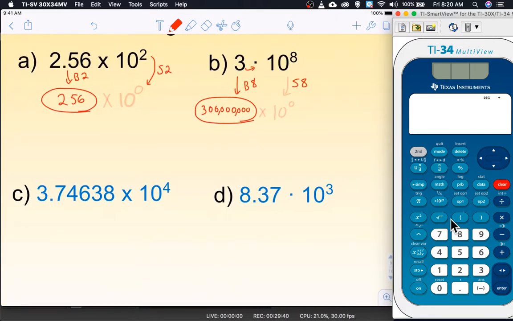All right. So go ahead and pause the video. Try these next 2 letters, C and D, on your own. When you're ready to continue, hit play, and we'll do it together.